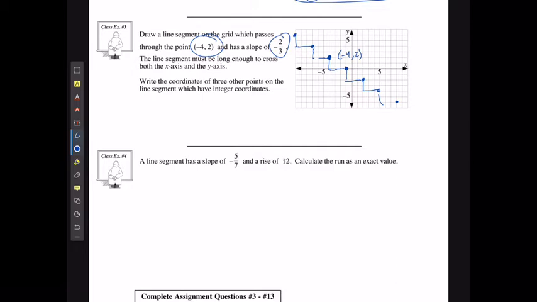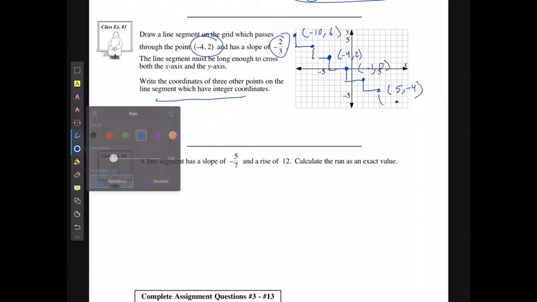It wants us to write the coordinates of 3 other points on the line segment which have integer coordinates. Well, there's all sorts of possibilities that I can do here, but I'm going to say, well, I can have the point up here, which is -10 and +6. I can take the x-intercept here, which is going to have the point of -1 and 0. And I can pick this point down here, which is going to be at 5 and -4.